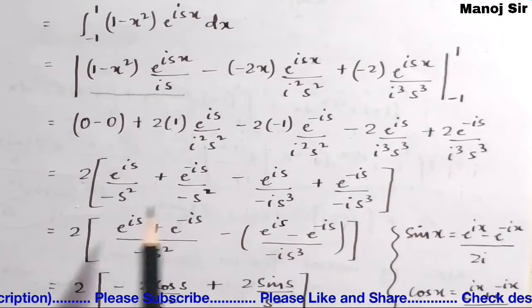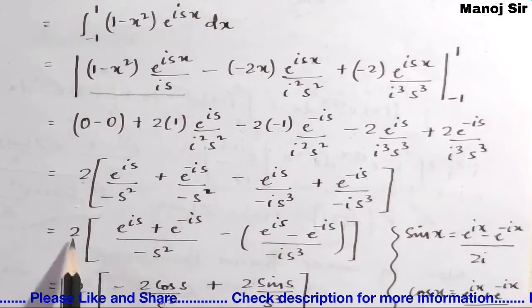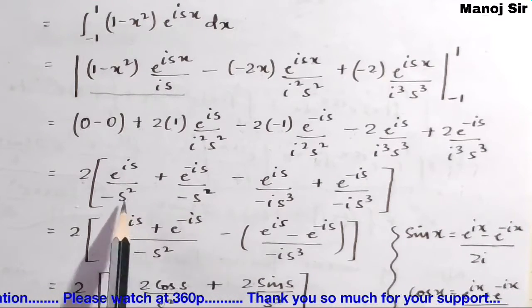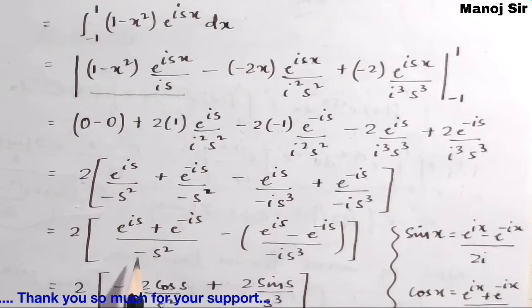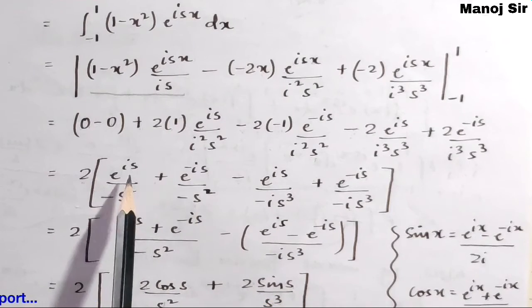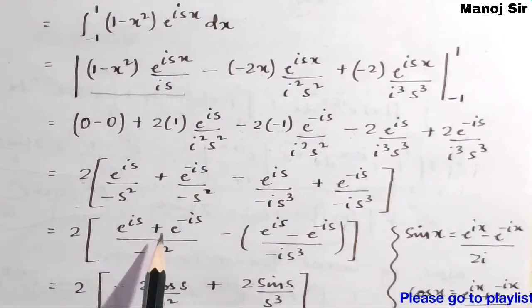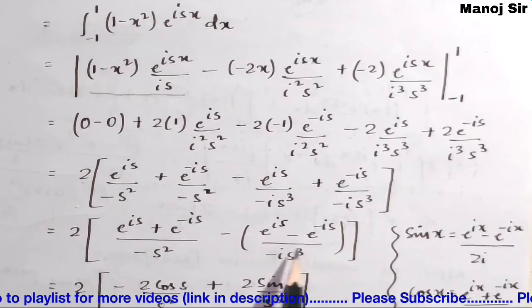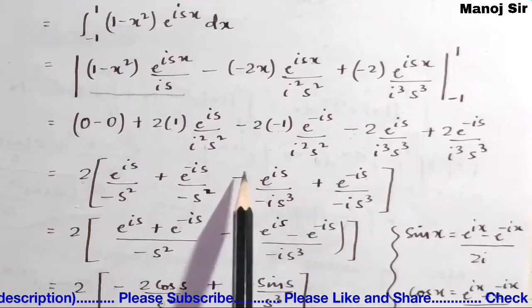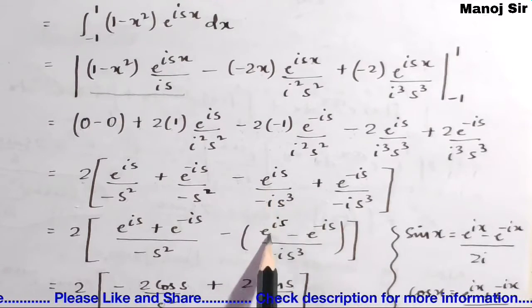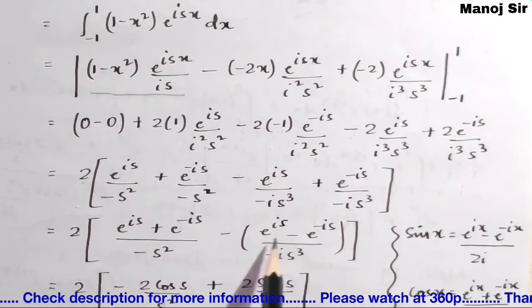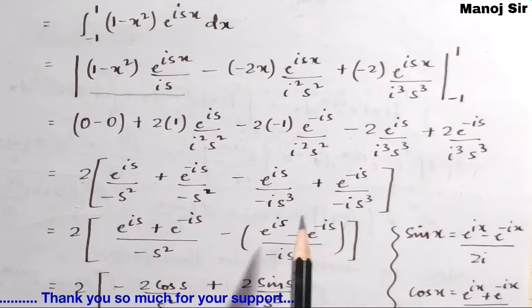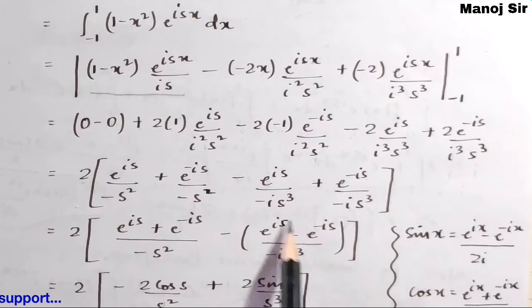Now here you can see 2 is as it is. If you combine these two, the denominator, taking the LCM for these two terms, is minus s squared, and adding both numerators gives e to the power is plus e to the power minus is. Similarly here, we take the denominator as the LCM, that is minus i s cubed. Taking this negative, this becomes positive and this positive becomes negative, because we have already used this bracket. If you open this bracket, this term will become positive.